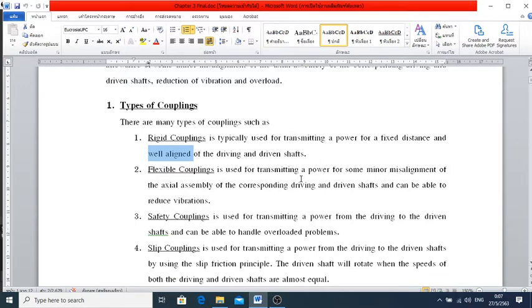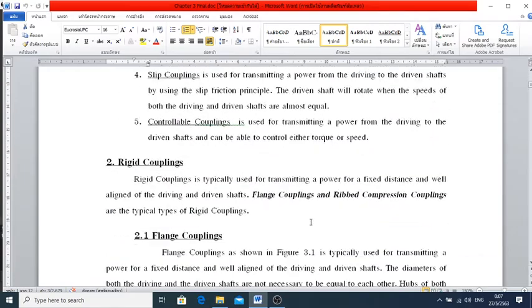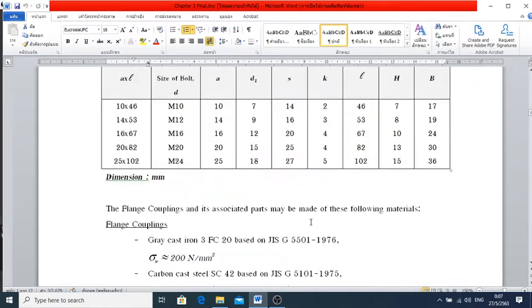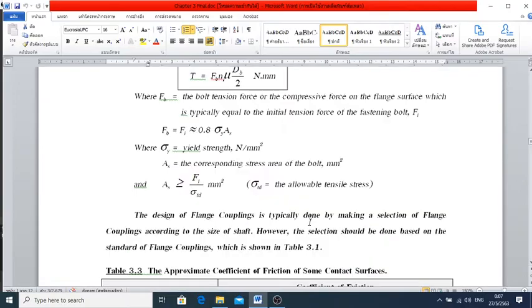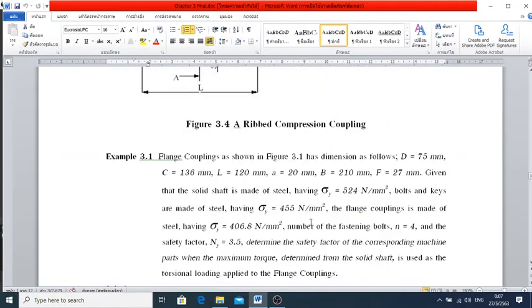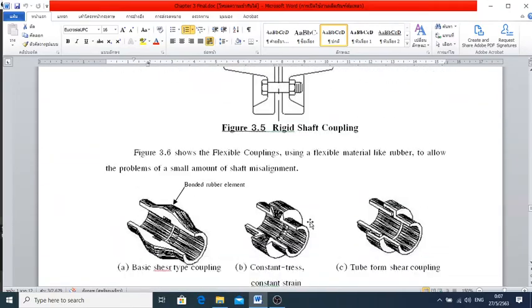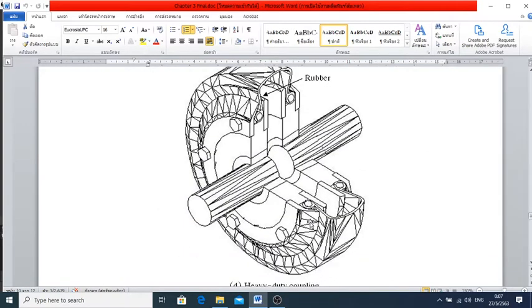And then the flexible coupling, number two, is used for transferring power with some minor misalignment of the axle assembly of the corresponding driving and driven shafts, and it can reduce vibration. Flexible coupling, things like that. It's typically some kind of rubber type. I'm going to show you down there. It's going to be some kind of flexible coupling. It's going to look like that. See, this one is made of rubber all the way.